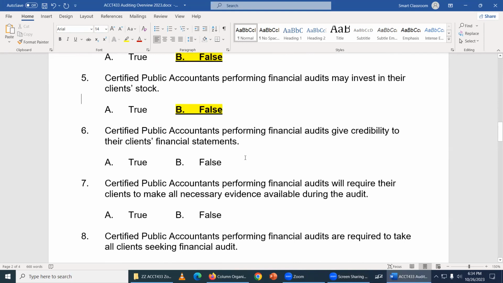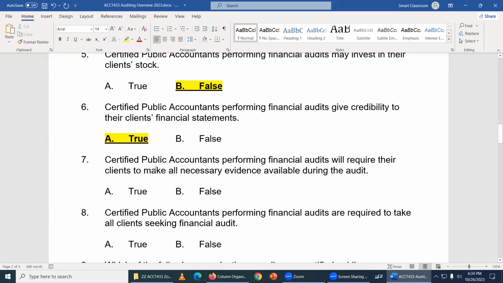Certified public accountants performing financial audits give credibility to their clients' financial statements. True. Yes, we got a good one. See, they're not all false, just 95% of them. Certified public accountants performing financial audits will require their clients to make all necessary evidence available during the audit. True. They have to give you all the information. If they don't, it's a problem.